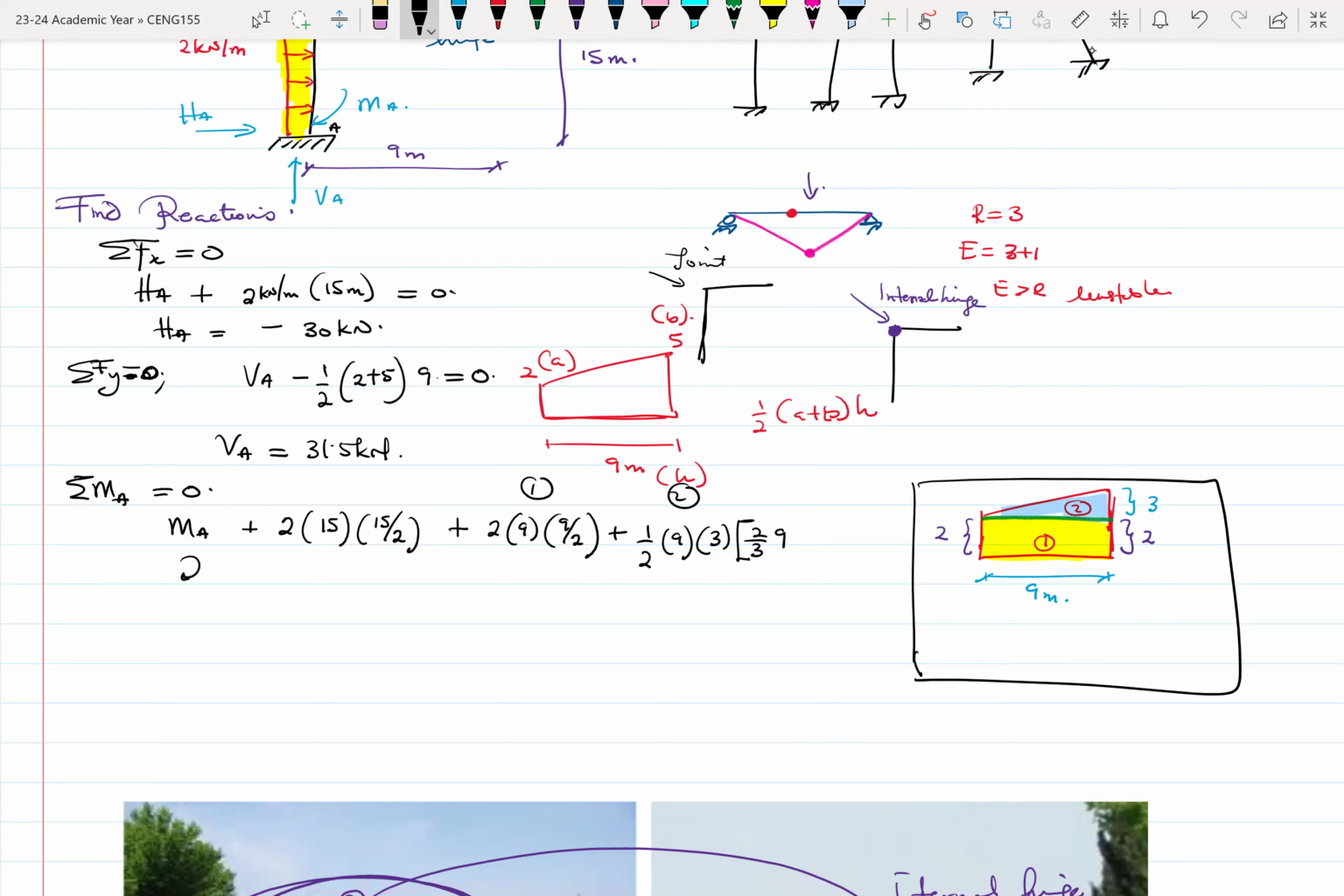2 over 3 times 9. Okay, this is better. So all of these should be equal to 0, and they're all clockwise. They're all clockwise, so just take note.